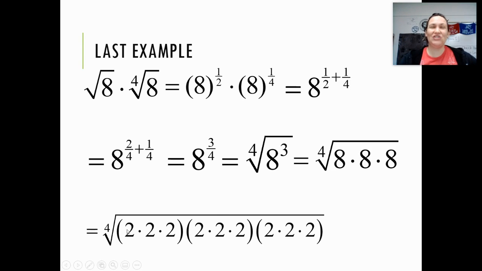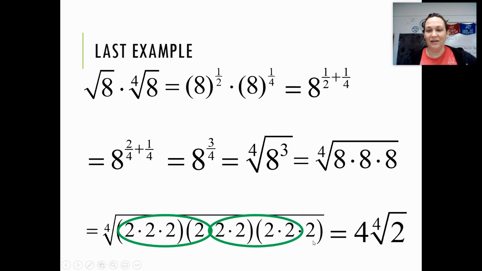Now that I have this ginormous list of 2s, I can find my 4 of a kind. So I have 4 2s, and I have another set of 4 2s. So 2 2s will get out, and they will become a 4 on the outside. And this one poor guy, he gets left over on the inside. So the final answer for this one is 4, and then the fourth root of 2.